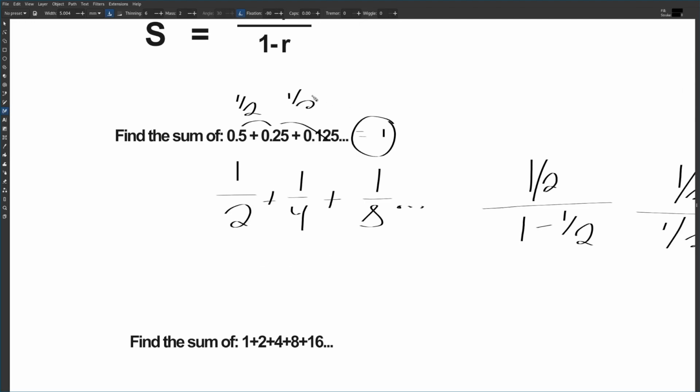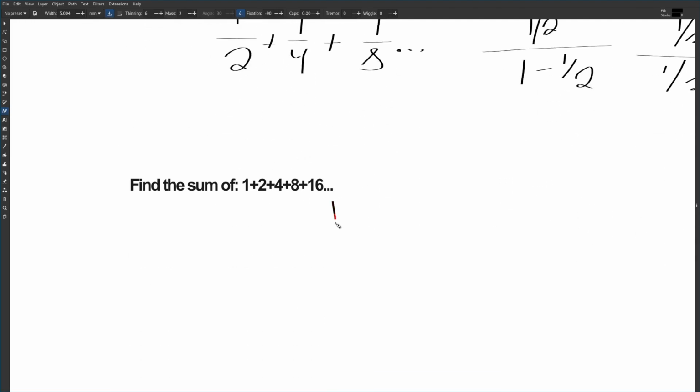You can't use this formula. You'd get that 1 plus 2 plus 4 plus 8 plus 16 plus 32 plus 64 is all equal to -1, which doesn't make any sense. And that ties back to our ratio condition. Here, the ratio was 2, and it was not between -1 and 1. So when you're dealing with infinite geometric series, make sure your ratio is between -1 and 1.